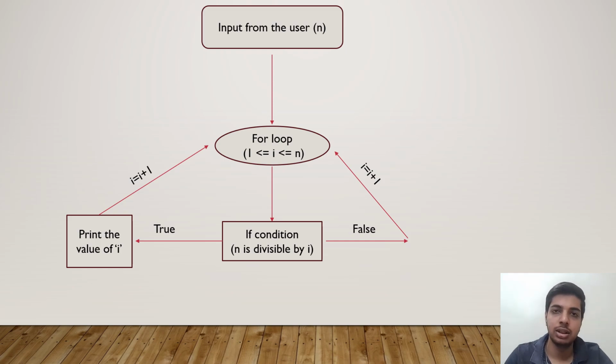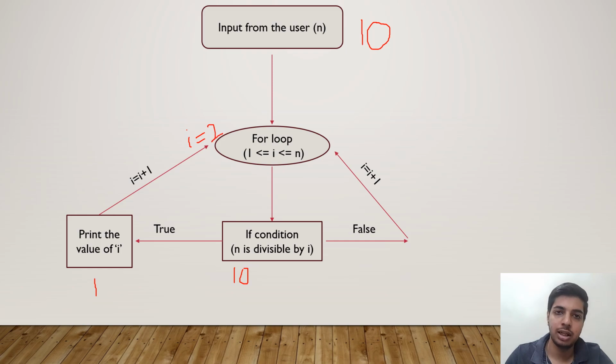Suppose the user input gives a number, say 10. Since the initial value of i will be 1, the if condition will check whether the number 10 is divisible by 1 or not. Since 10 is divisible by 1, it will print the value of i which is equal to 1, and then increment the value of i by 1, that is, the value of i will become 2. So i will become 2 in the first step.